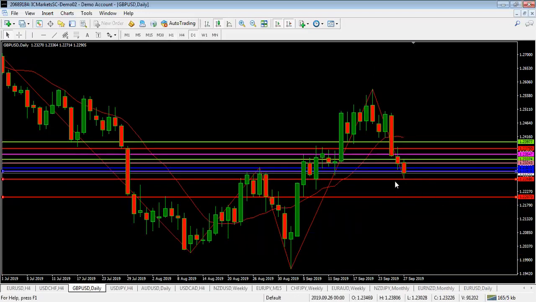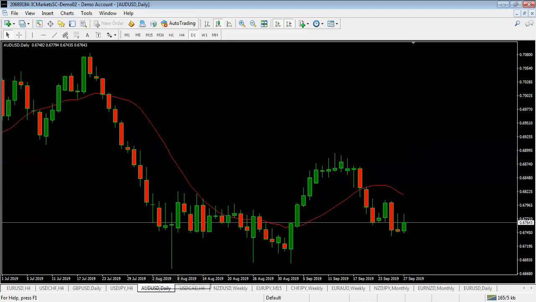I expect a bullish move. Okay, I expect a bullish move on GU. That's my expectation for the coming week. Let me look at Aussie USD. Then I think I will end here. Then I'll look at Euro Aussie USD.